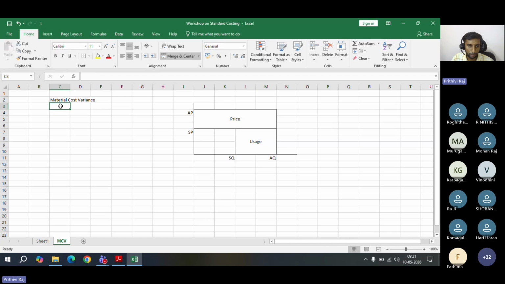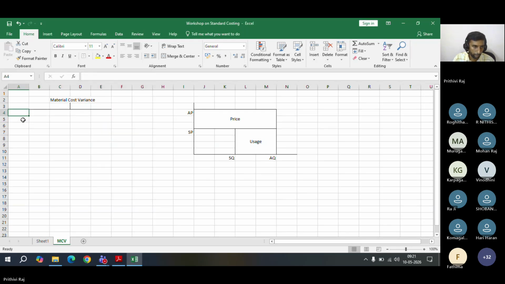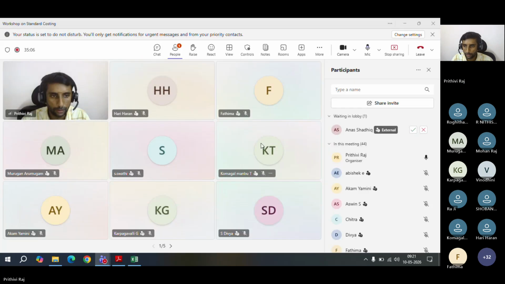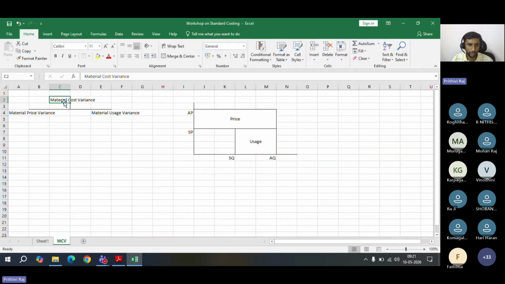So what does material cost variance depend on? Two factors. I'll just put the graph here: material price variance and material usage variance. So material cost variance depends on material price variance and material usage variance.